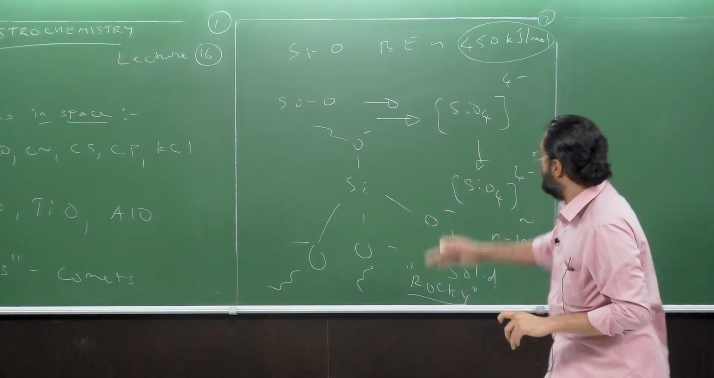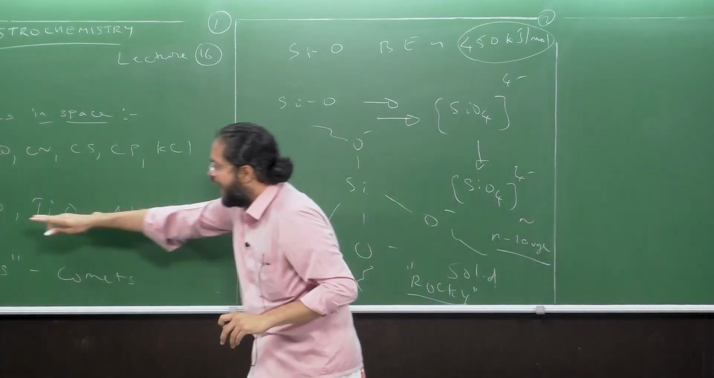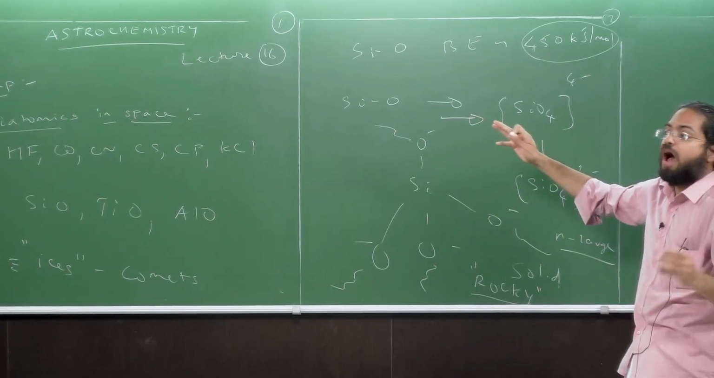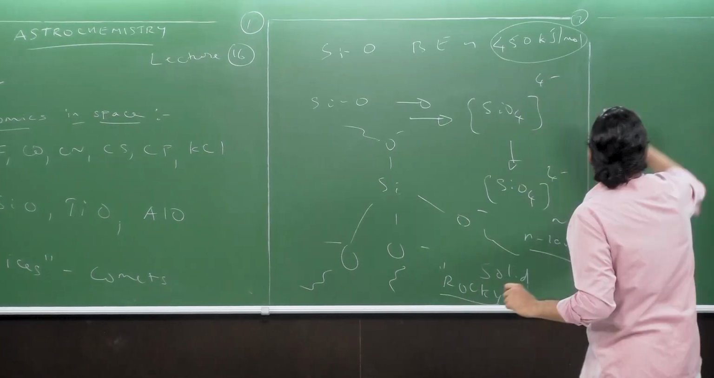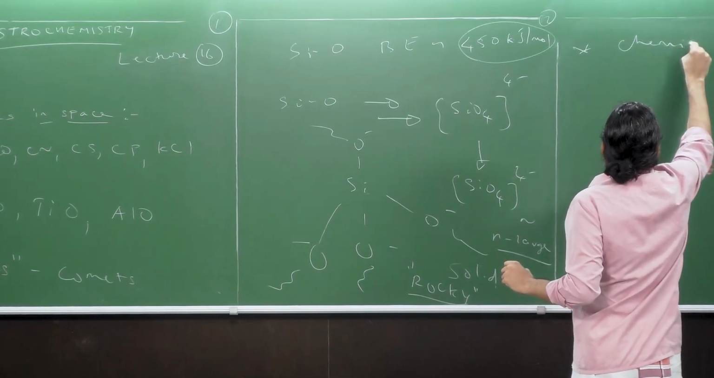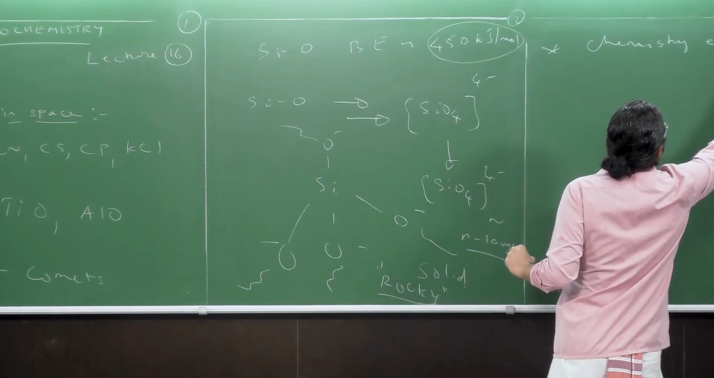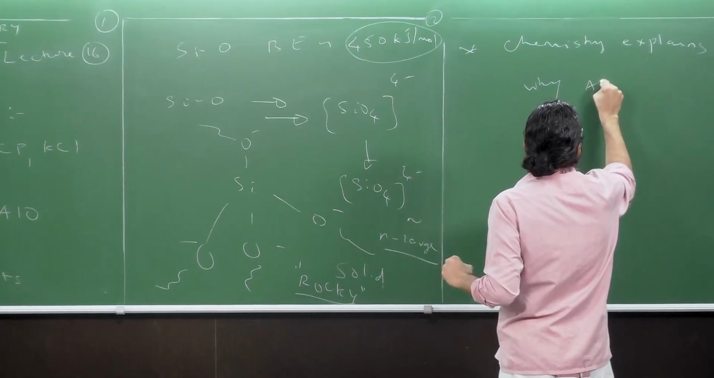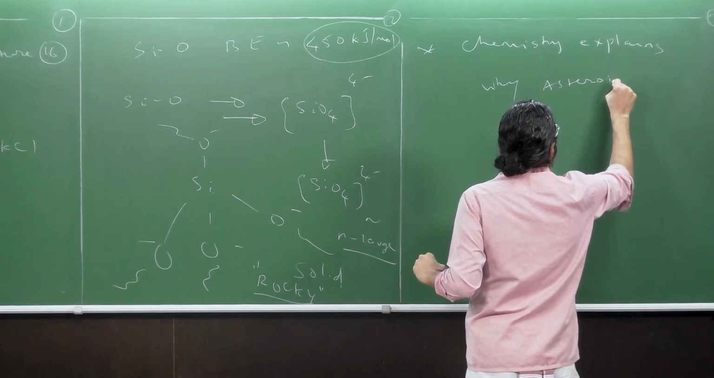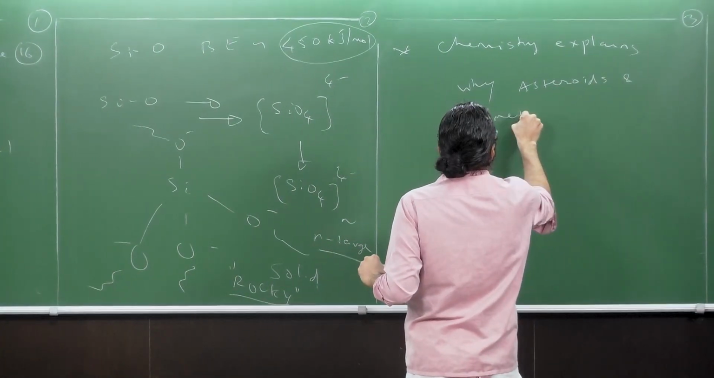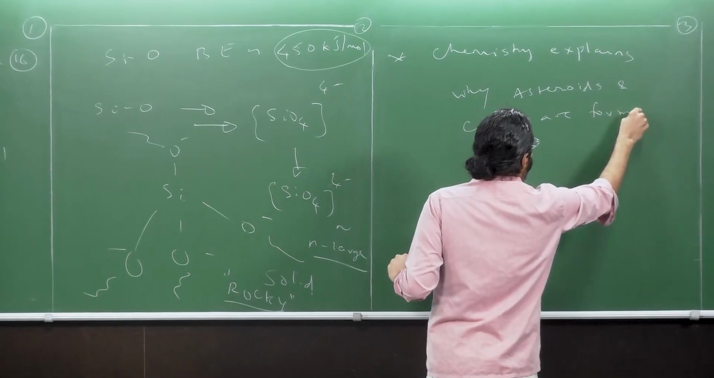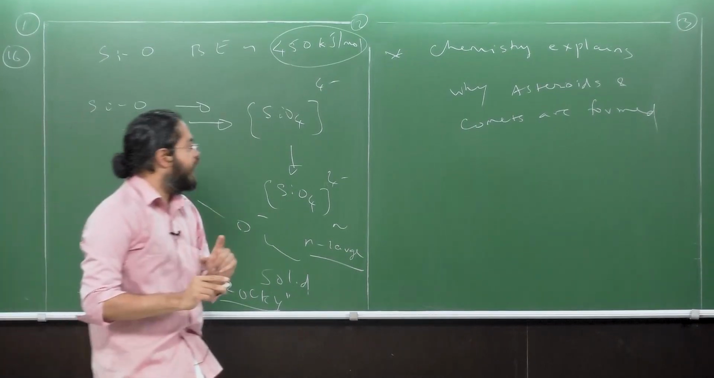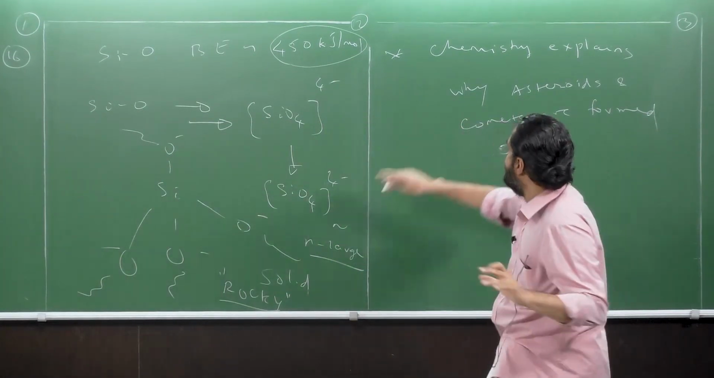All right. So what did we see? We started off with diatomics, and only these have been detected in space. But the rich chemistry that it provides scope for, and how chemistry explains why asteroids and comets are formed, correct? I have given you a very qualitative description, but still, despite that, you get a big picture of why this happens.